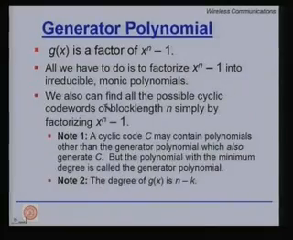We also can find all possible cyclic codes of block length n simply by factorizing x^n minus 1. Note, a cyclic code C may contain polynomials other than the generator polynomial, which will also generate C. However, the polynomial with the minimum degree is called the generator polynomial, and the degree of g(x) is n minus k.